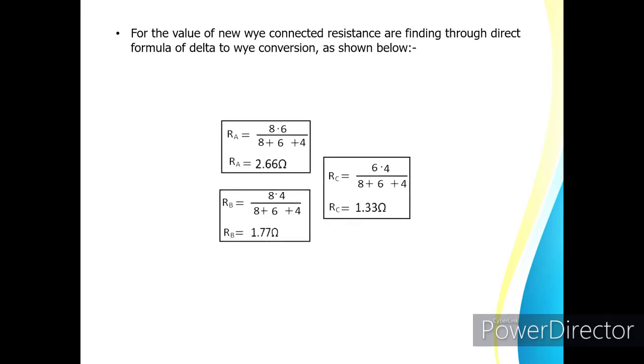The values of the new Y connected resistances are found through the direct formula of delta to Y conversion as shown below. So, we just put the values into the formula. So we will get RA, RB, and RC. Then we continue.